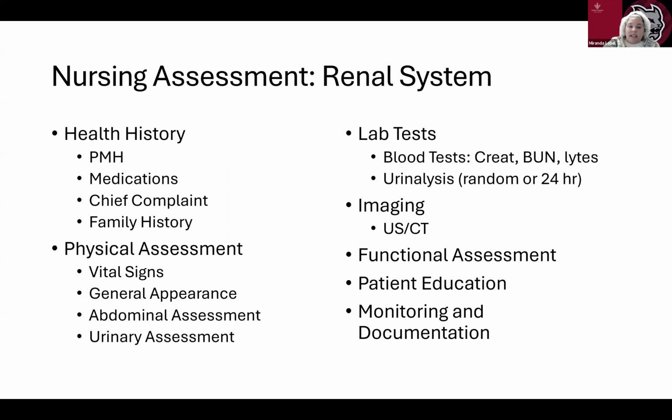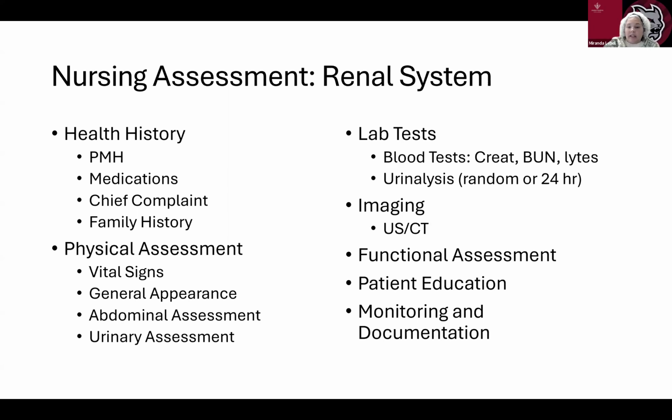Then we'll move to our physical assessment, where we monitor blood pressure, heart rate, and temperature because we know hypertension can indicate renal issues. The general appearance: we want to look for signs of fluid overload, maybe edema, weight gain, or dehydration, dry mucous membranes. Then we'll do an abdominal assessment. We want to palpate for any kidney tenderness and assess for any masses or organomegaly.